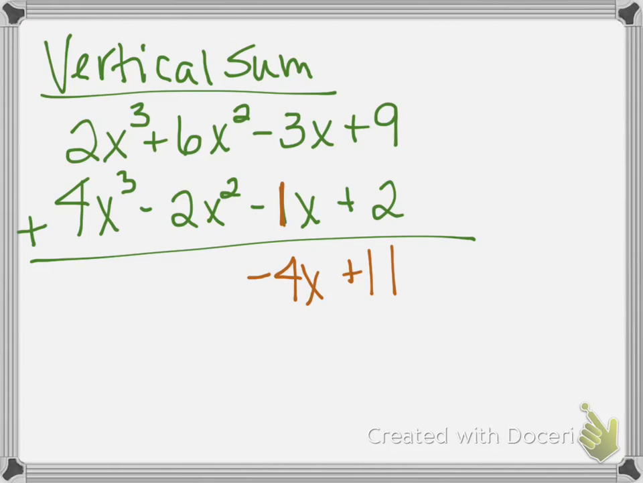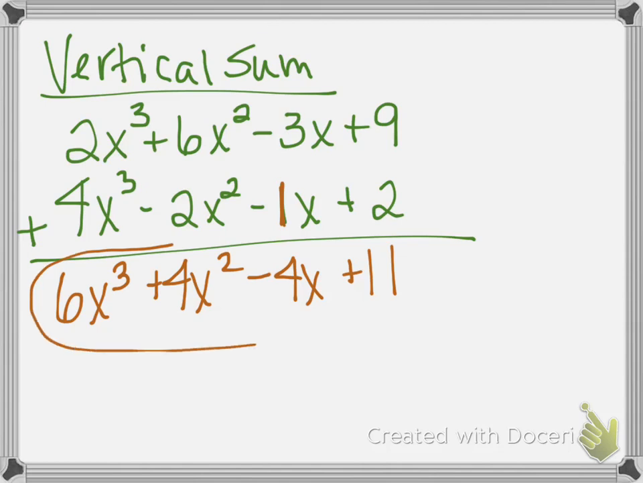6x squared, positive, minus 2x, or plus negative 2x, is a positive 4x squared. And in front, 2x to the third plus 4x to the third gives me 6x to the third. And here's my solution here. So this one kind of already lines up your like terms because you're doing that when you put them together inline already, and then you don't have to go through and circle everything.